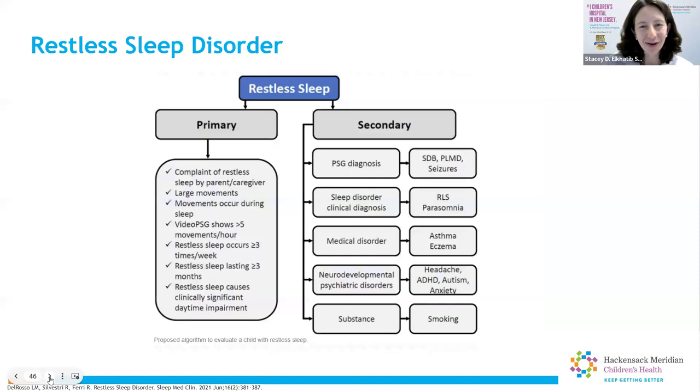This is just a diagram for when you think about a child who's having restless sleep. If it's primary, that would be restless sleep disorder, meaning you see this restless sleep, it's not caused by something else, and it's causing daytime impairment. Versus secondary, meaning the restless sleep is caused by something else and you'd want to treat that, such as SDB, sleep disordered breathing like sleep apnea, PLMD, periodic limb movement disorder, so having a lot of limb movements, maybe seizures, RLS, parasomnias like sleep terrors or confusional arousals, medical disorders like asthma, eczema, neurodevelopmental or psychiatric disorders, maybe in older kids, hopefully not younger ones, smoking, but you may see that in teenagers.